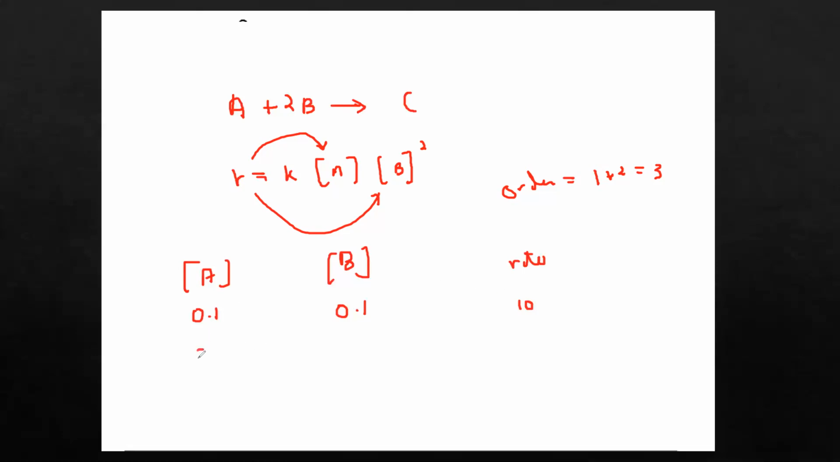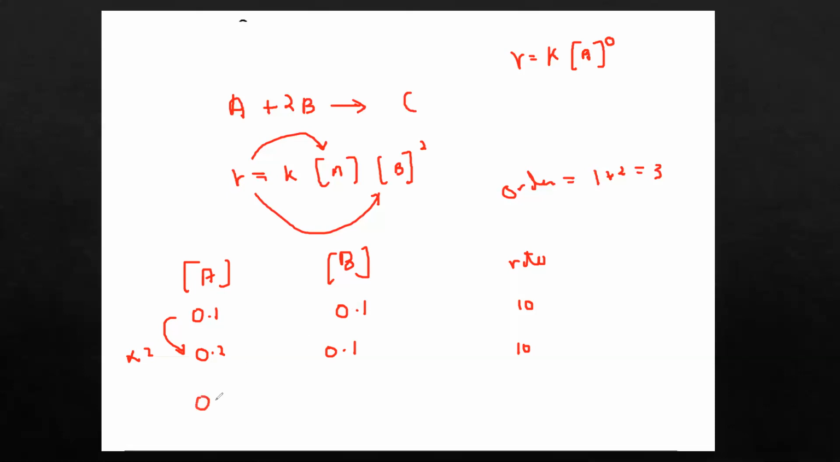Now what we did, we doubled the concentration of A, but what we observed is the rate remained 10. So if we change the concentration of A and the rate does not change, or is not affected, it shows that this reaction is zero order with respect to A. According to the equation, it should be first order, but practically it is zero order, meaning it does not depend on the amount of A.